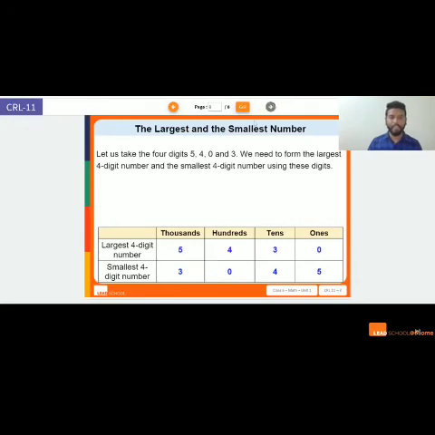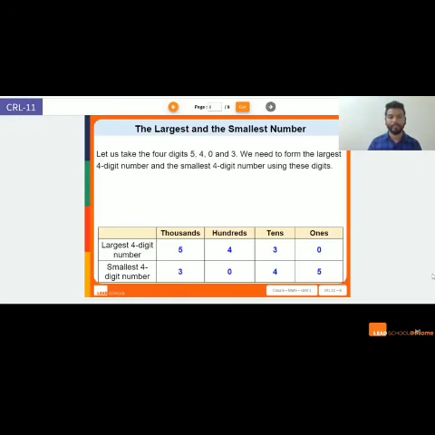So quick revision. If I want to make the largest 4-digit number, I have to put my highest digit in the highest place value, and the rest place values I will just arrange numbers in descending order. For my smallest 4-digit number, I will place my lowest digit in the highest place value, and the other numbers I'll arrange in ascending order. Because 0 thousands has no value, we moved the next number to thousands and we move the 0 here.